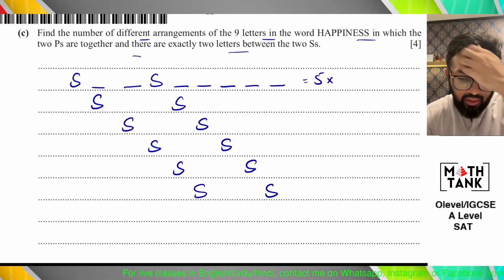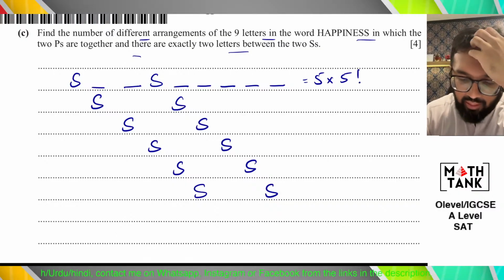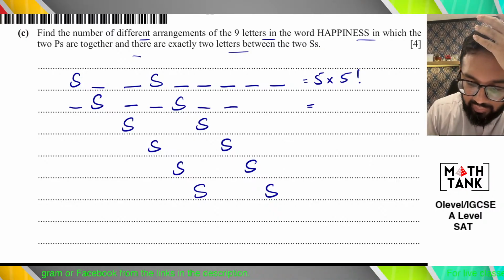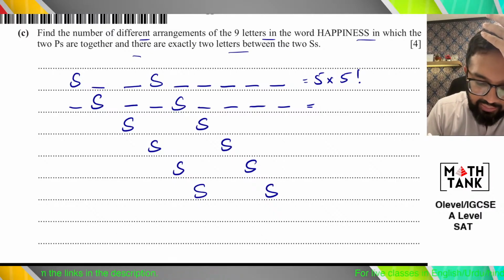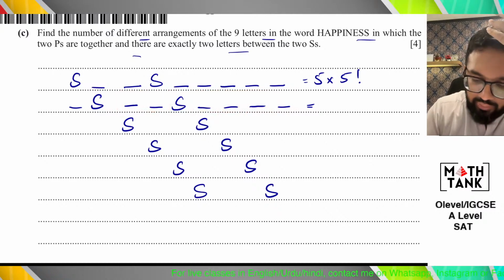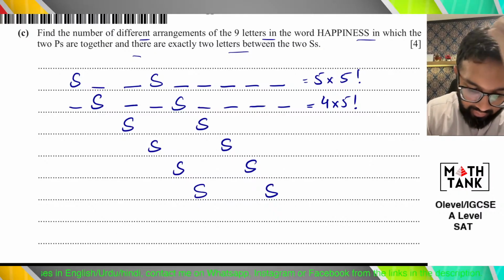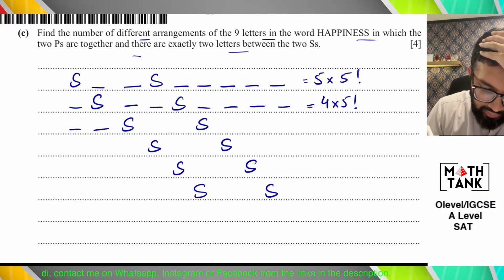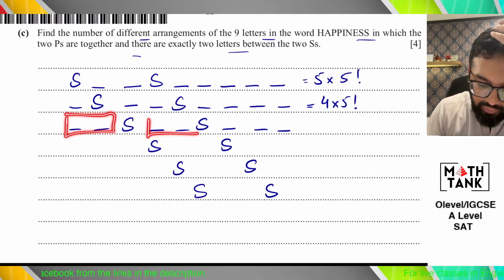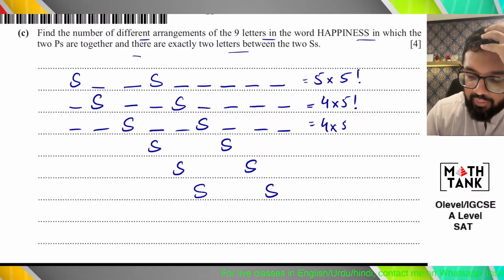How many other letters do I have? I have 5 other letters, so that's going to be 5 factorial. Okay, then let's count where the P's could appear. The P's cannot appear at the start. So 1, 2, 3, 4. So that's 4 into 5 factorial. So the P's could appear here. 1, 2, 3, 4. 4 into 5 factorial.